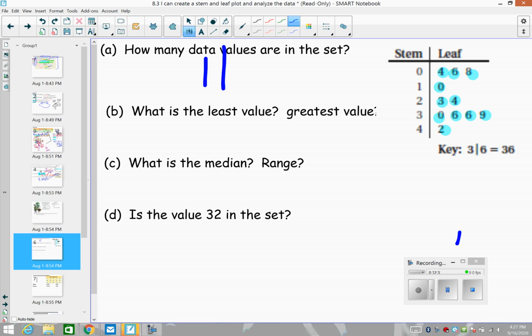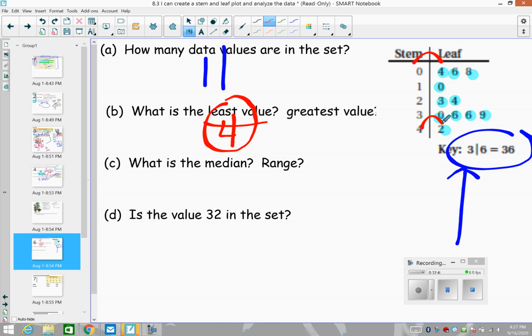Now you'll notice that we don't have a key here. Or we do have a key, but we don't know what that means. Like 36 what? So this is not a great example because there's some errors there. I don't know if I did that on purpose. We'll pretend I did that on purpose. The least value when we jump the fence is 4. The greatest value when we jump the fence is 42.